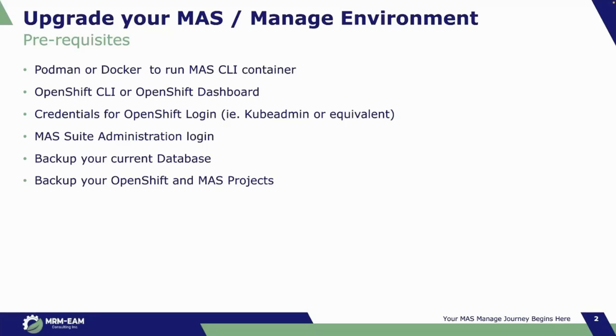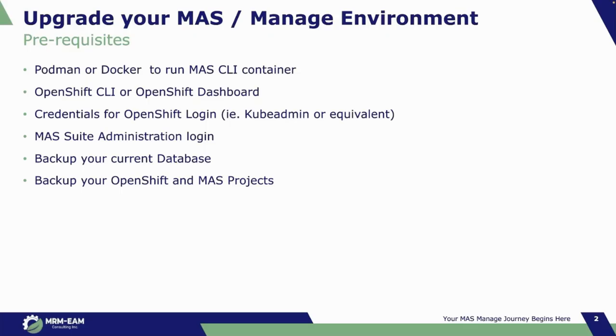In today's session, we're going to go through the necessary steps to upgrade your MAS Manage. Before we start, just a few things that you're going to need to have ready before you begin. You're going to need either Podman or Docker in order to run your MAS CLI container. You're going to require OpenShift CLI to be installed or access to your OpenShift dashboard. You need your credentials to log into OpenShift, as well as your MAS administration login page.